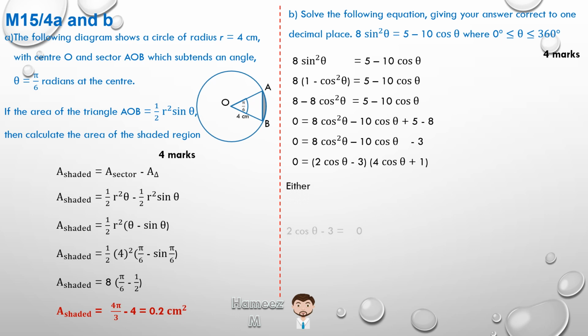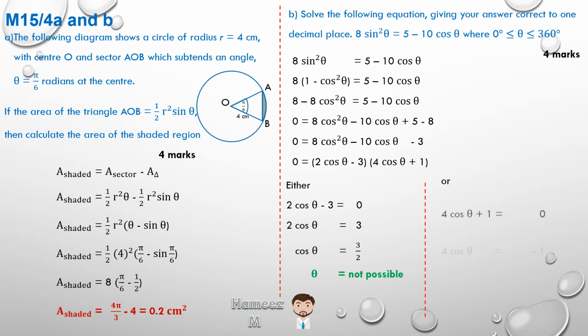This indicates that either the first brackets, 2 cos theta minus 3, is equal to 0, so 2 cos theta equals 3. As such, cos theta is equal to 3 on 2. And we know that for the sine and cos graphs, the maximum and minimum values are plus and minus 1. So if we're getting 3 on 2, which is 1.5, that means theta is not possible. Since the first brackets cannot work out to be 0, only the second brackets can give us the 0 to solve the equation.